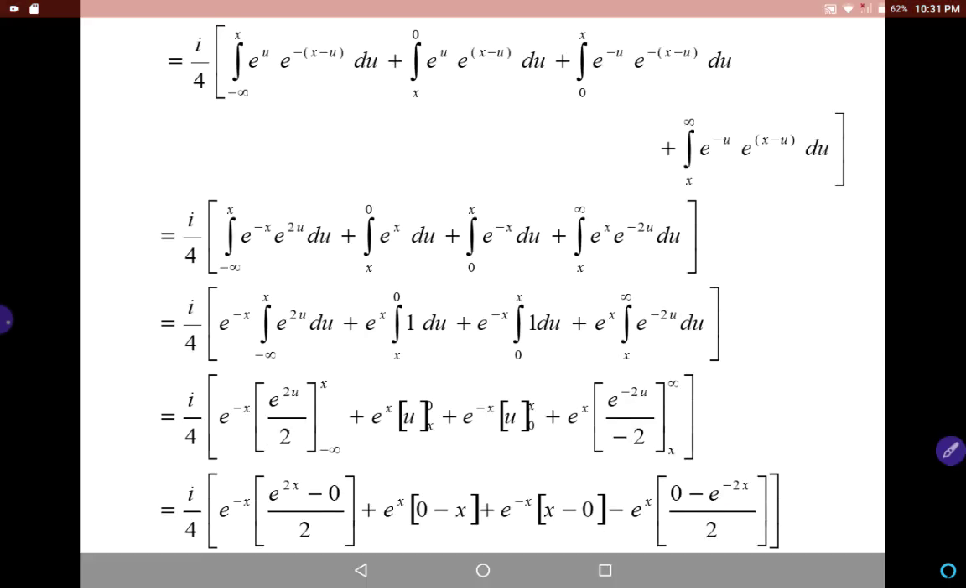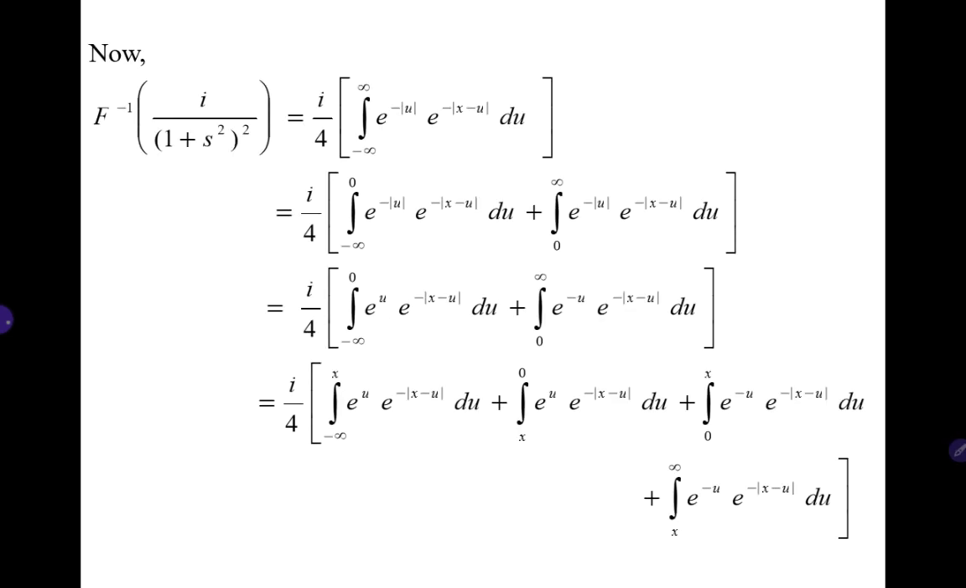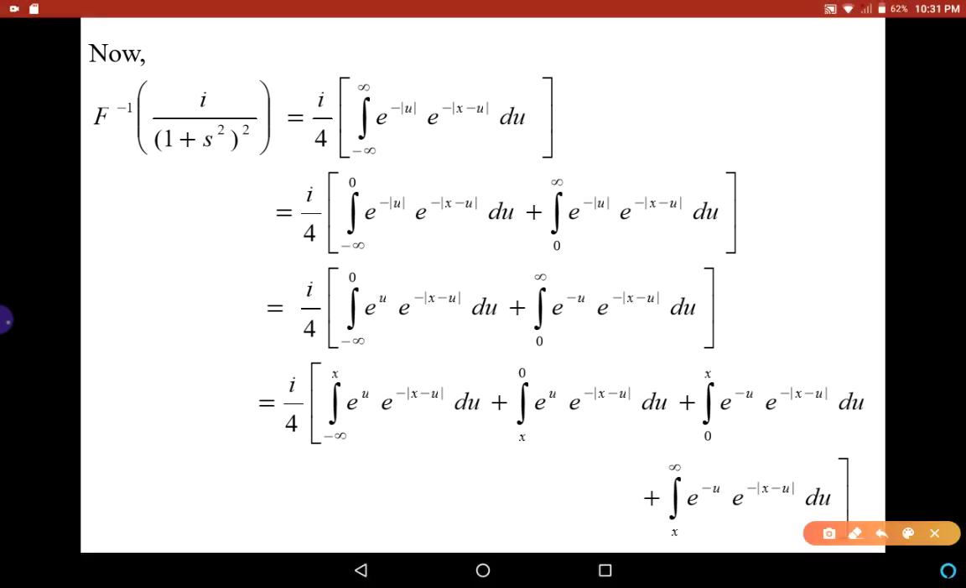Now, if we look here, in the interval minus infinity to x, that is u lies in the interval minus infinity to x, that is minus infinity less than u less than x. In the first integral, we have minus infinity less than u less than x. Therefore, x minus u is positive here. Therefore, in the first integral, we get the integral from minus infinity to x of e power u into e power minus of x minus u du.